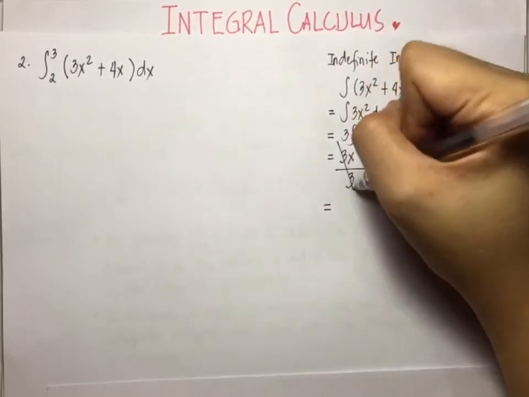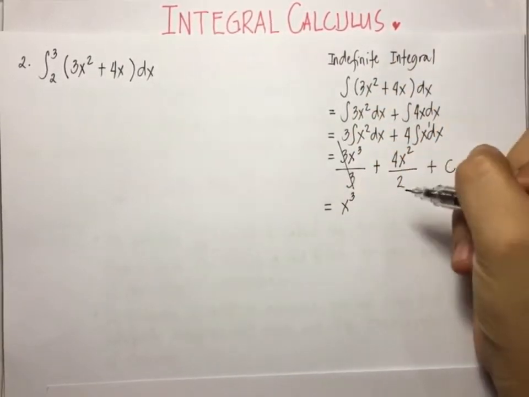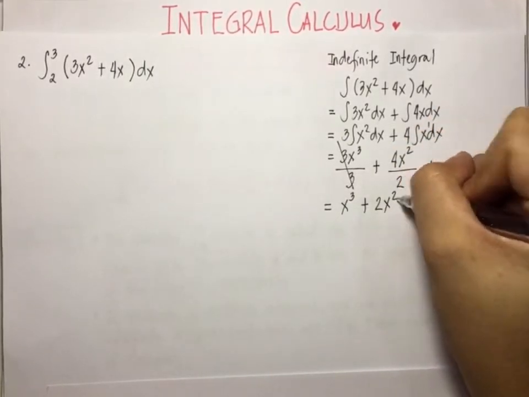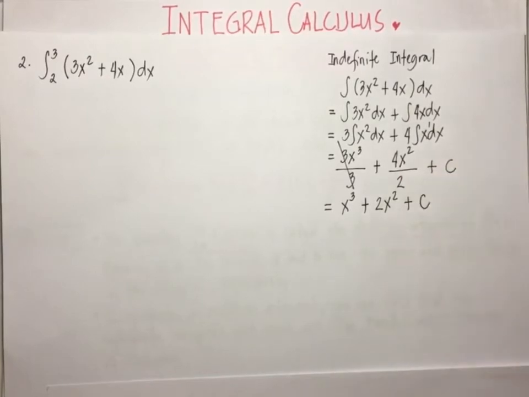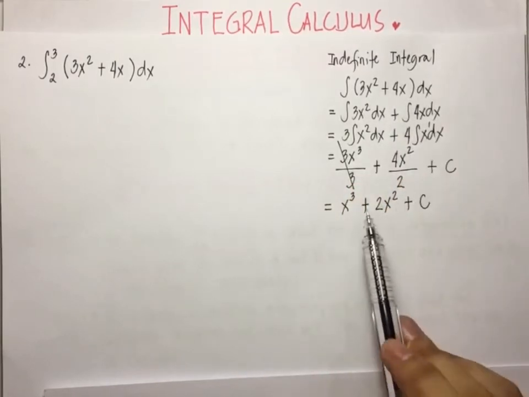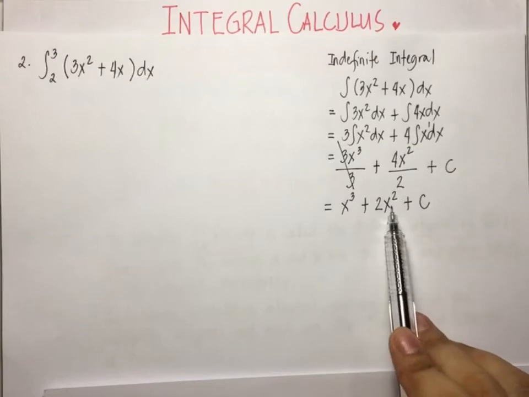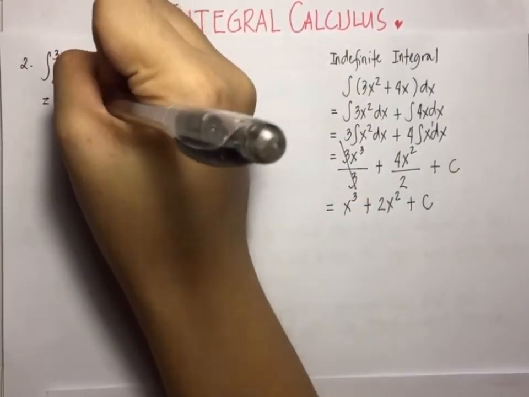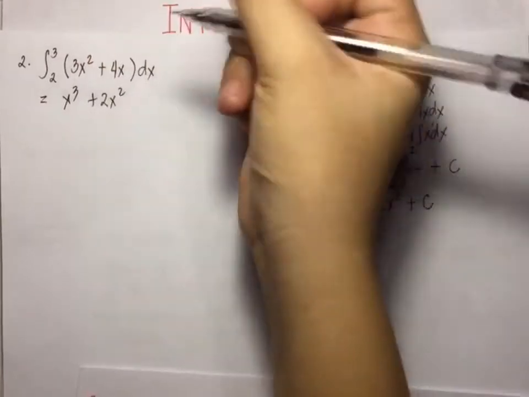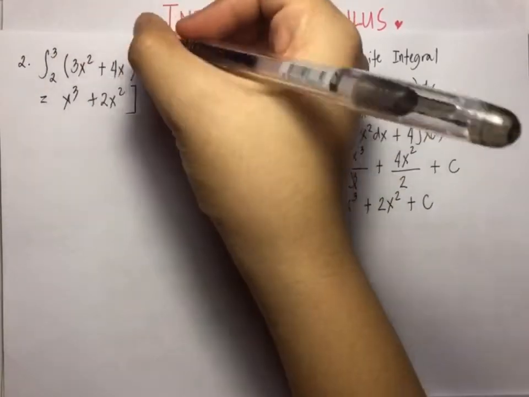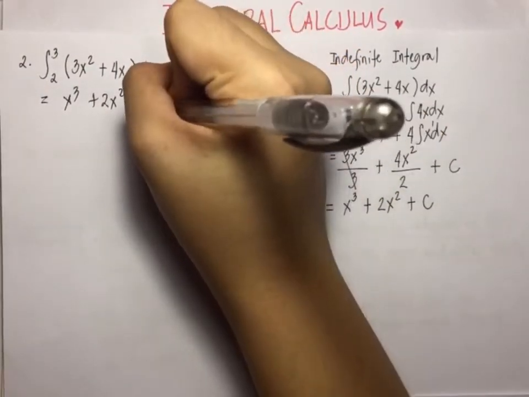Simplify, we cross out 3, we're left with x cubed plus 4 divided by 2 is 2, then copy x squared, then plus c. So the indefinite integral of 3x squared plus 4x times dx is equal to x cubed plus 2x squared plus c. So we just copy x cubed plus 2x squared. Then apply the fundamental theorem of calculus. You copy the value of b and a.